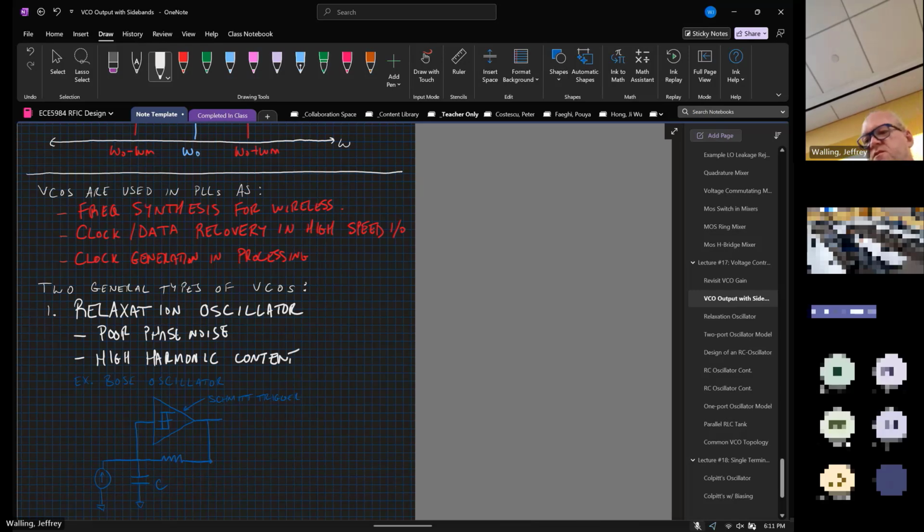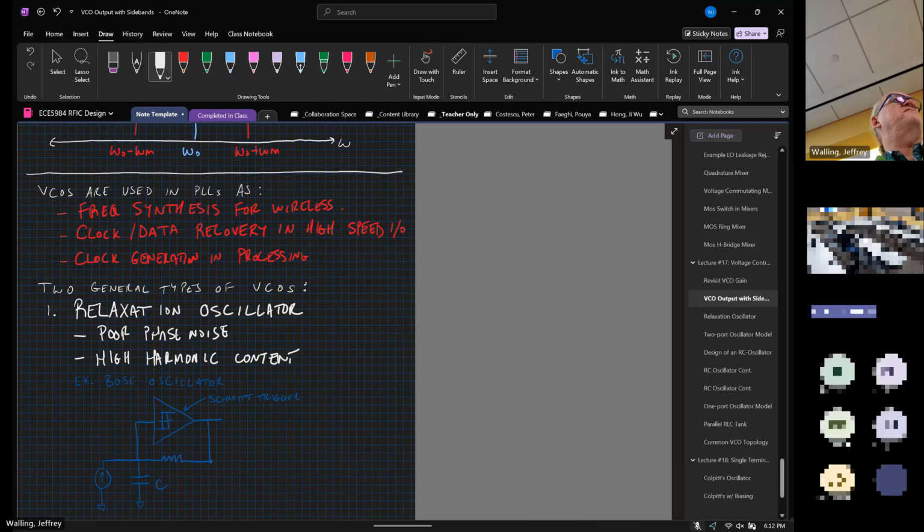An example is this Bose oscillator that's shown here. We've got a Schmidt trigger with an RC circuit and a constant current source that's feeding the RC circuit. So more or less what happens is that that current source keeps charging up C until it fills up.